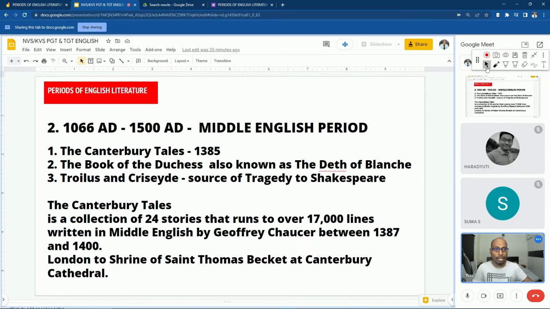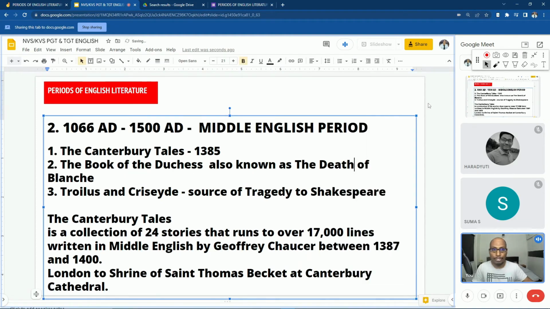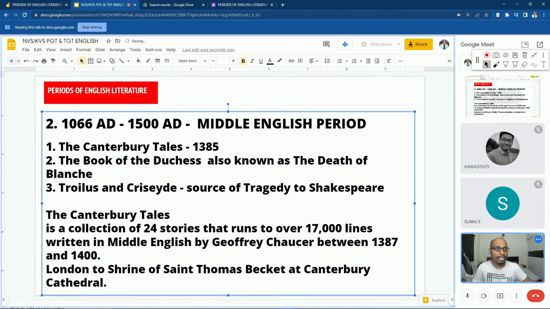Now if you see on the screen, Chaucer's contribution to English literature, I have written the important points. He wrote a very famous work of art in English literature, the Canterbury Tales. What is the name of the book? Canterbury Tales, published in 1385. In the exam they may ask who is the author of the Canterbury Tales, and it is Geoffrey Chaucer. When was the book published? It was published in 1385.